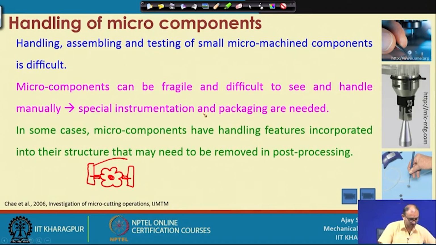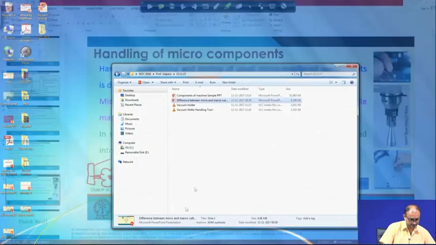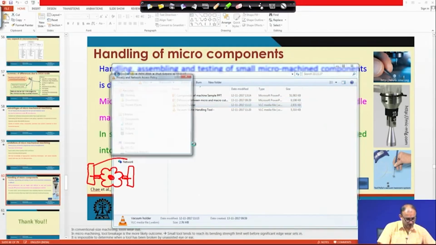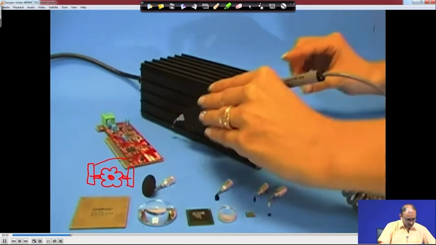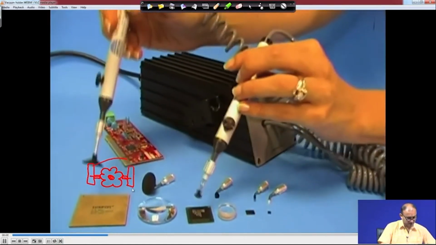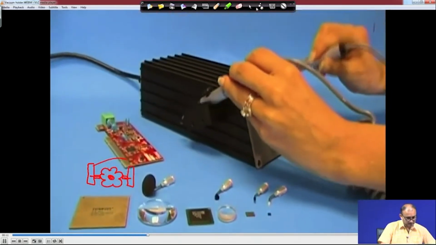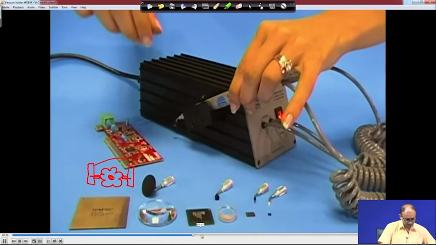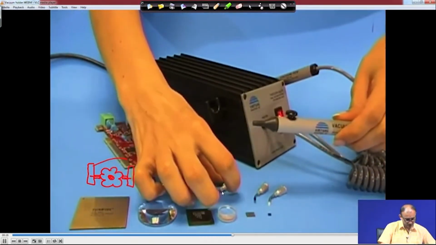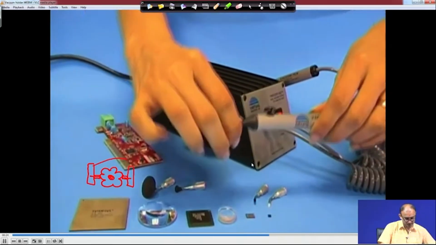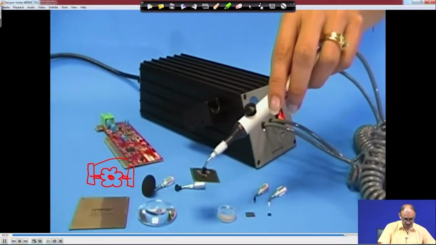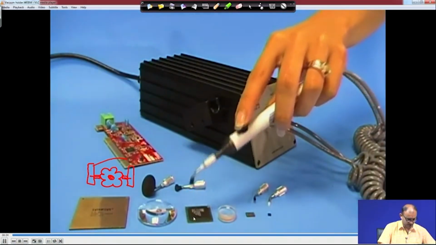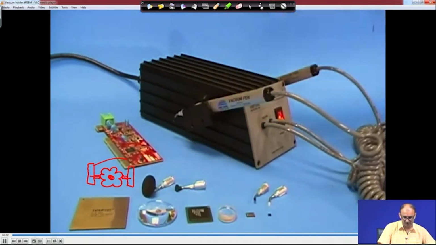Now, let me show you these videos. So, there are two different ways. This is one of the vacuum holders, and these are the different nozzles available depending on the size. You can change this nozzle depending on the size of the component you want to pick up. And because of this air, it will just suck the part, and when you press this button, it will release this particular part. So, that is the advantage of using this.